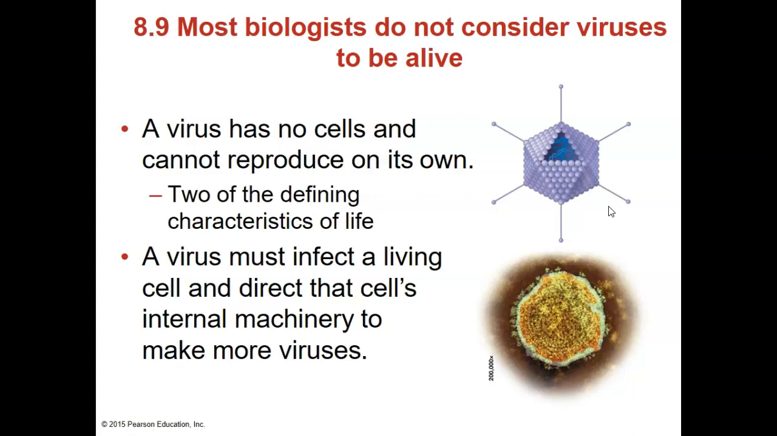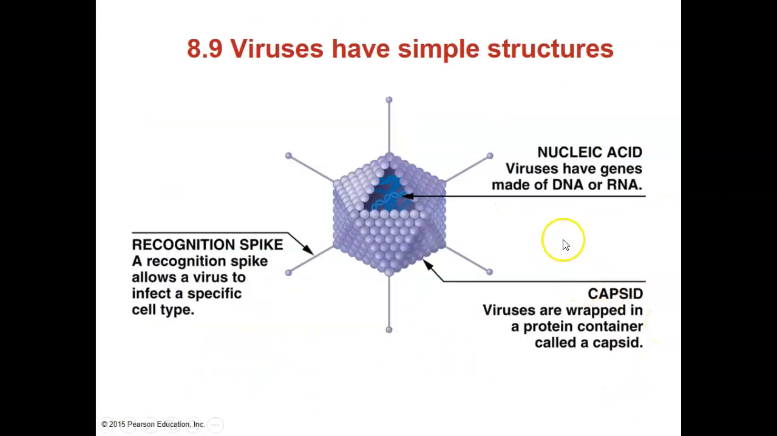The virus must infect a living cell and direct that cell's internal machinery to make more viruses. Viruses have simple structures that are different from a cell. A virus does not have a cell membrane. It has a nucleic acid, which can be either DNA or RNA, depending on the type of virus. Outside of the nucleic acid, the virus has a capsid, a protein structure wrapped around the genetic material. There are spikes on the surface of the proteins. Those spikes help the virus anchor on a host and infect specific cell types.